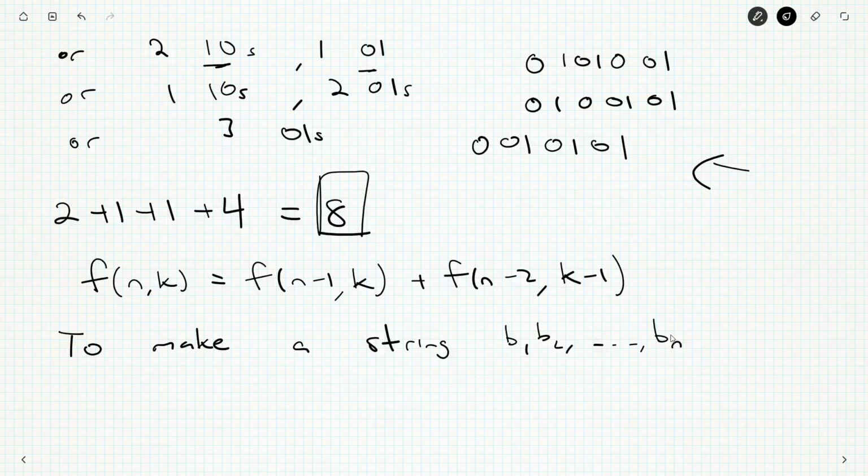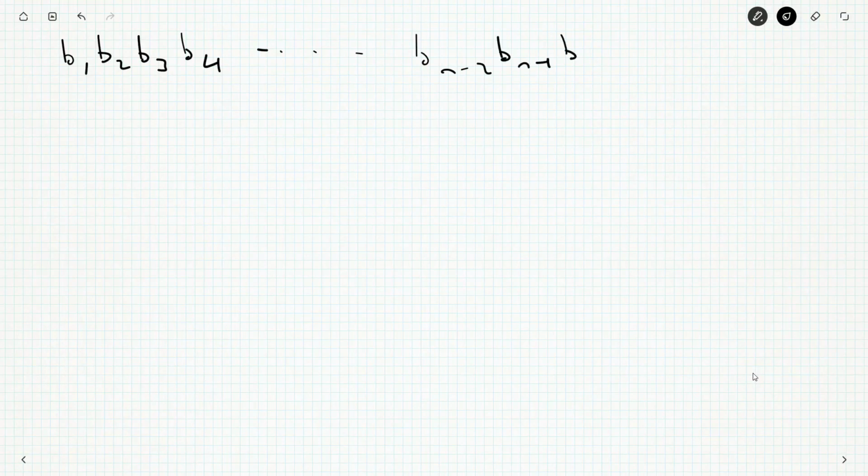So, I don't know, maybe I need to prove this recursion and then inductively make a formula for C. Maybe there isn't a fast way to this recursion. But let's see. So B1, B2, B3, B4, keep going. Bn minus 2, Bn minus 1, Bn.